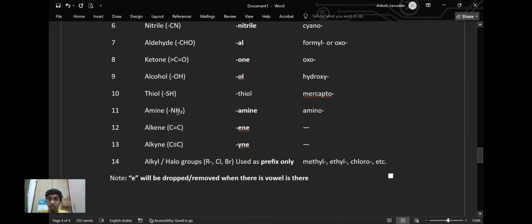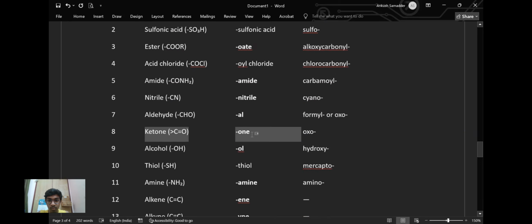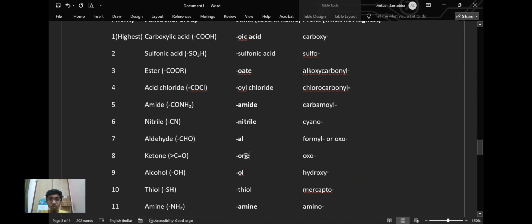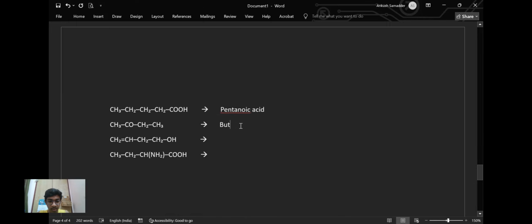For ketone we use ONE. As you can see, the suffix we use is ONE. So ONE, O is a vowel. So that's why this compound will be written as butane, then dash 2, ONE, because at the second number, ketone is there, and again because of all this single bond.